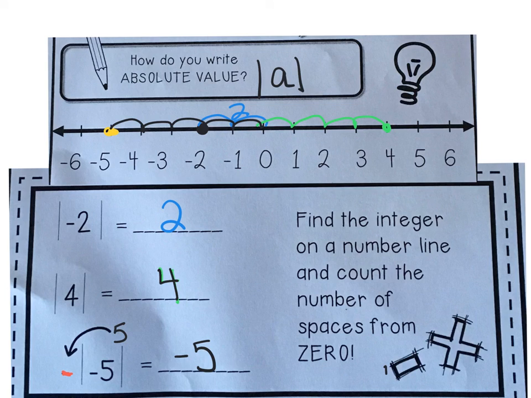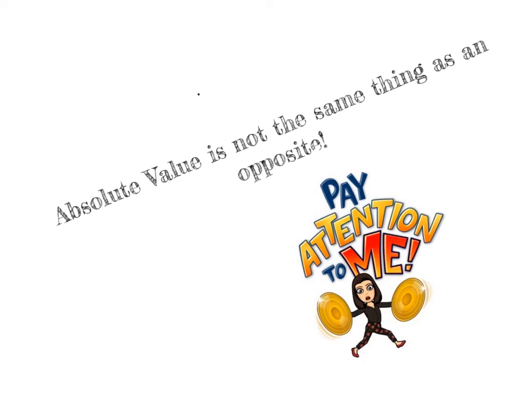Another pay attention moment is you really have to understand that absolute value is not the same thing as an opposite. So if I said the absolute value of 4, the answer is 4 because absolute value is a distance from 0. It is not the opposite of the number. So please don't get these two things mixed up. They are not the same thing.